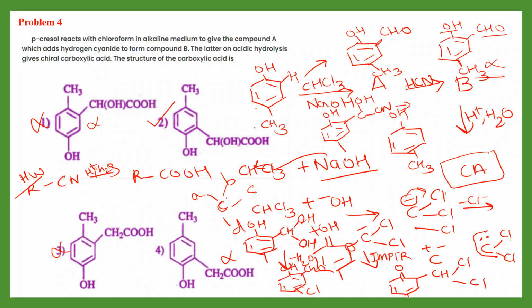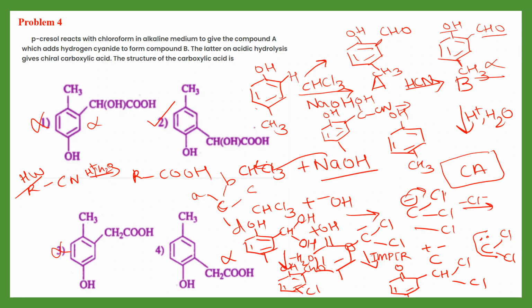So first, paracresol in presence of chloroform and base undergoes Reimer-Tiemann reaction, forming salicylic aldehyde, and then hydrogen cyanide adds on this aldehyde, which undergoes acidic hydrolysis to give acid. Understood? Ma'am, I have a query.